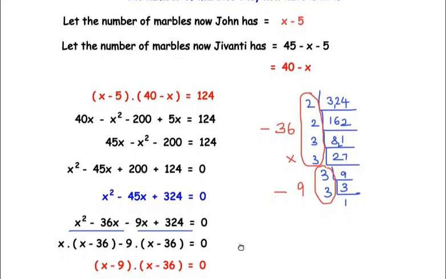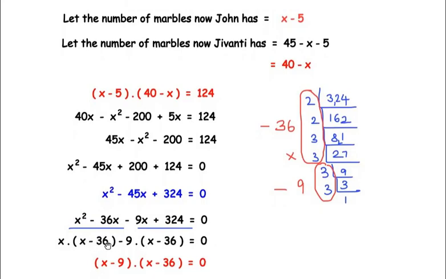Now we have got 2 factors over here. The first factor is x minus 36, which is a common factor. So we have taken it out and the second factor becomes x minus 9. Now the product of these 2 factors will be equal to 0.